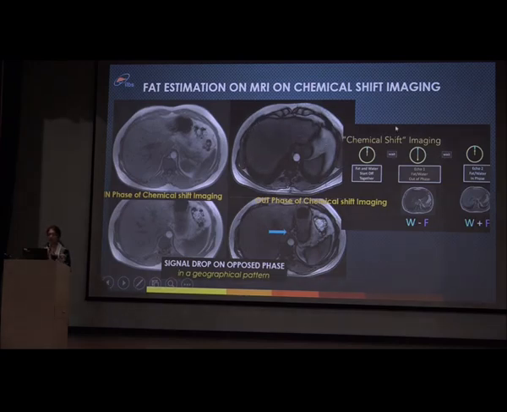So what happens, just a small word on the physics, chemical shift imaging is a very, very favorite modality and very good sequence which has been used for years. So the in and out, where there's a signal drop, that means this is fat. So anything that's dropping or becoming darker on MR, on a T1 weighted sequence, on an opposed phase is fat.